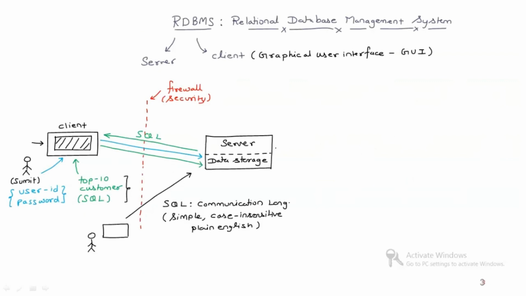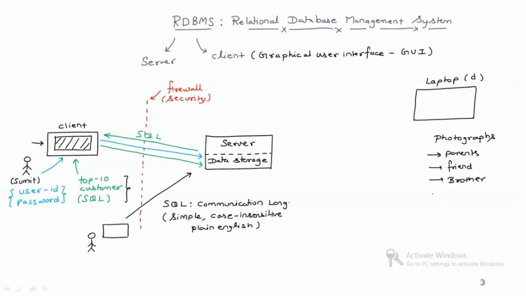When we talk about a server, the data in the server is preserved in folder file format. Now what is folder file format? Let's take one example. Let's say this is my laptop and this is the C drive or D drive of my laptop, and I have some photographs with me. I have photographs of my parents, of my friend, of my brother, and of myself. Now if I want to preserve these photographs in a logical way in my laptop, how are we going to do this? The best possible way to do this is to create folders.